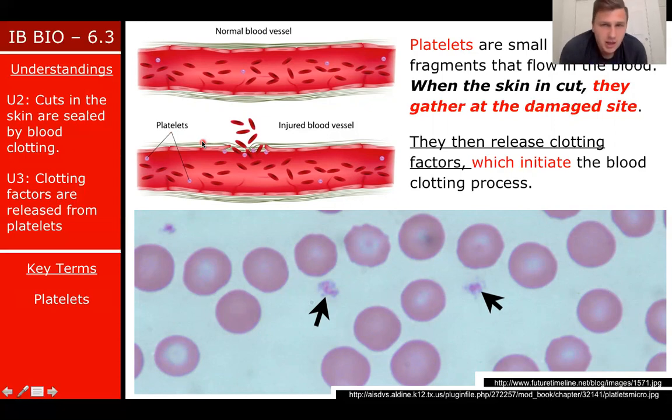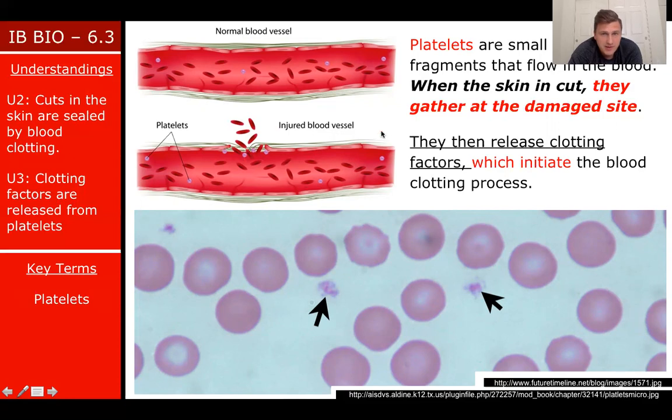The job is, when skin is damaged or cut, like right here, they gather at the damaged site. They're going to get a chemical message based on damage here. There's a chemical message that is sent out to the blood in this area. Every time a platelet swims through, it's going to hear that chemical message, and then it's going to go and get to that damage. So they're going to gather here.